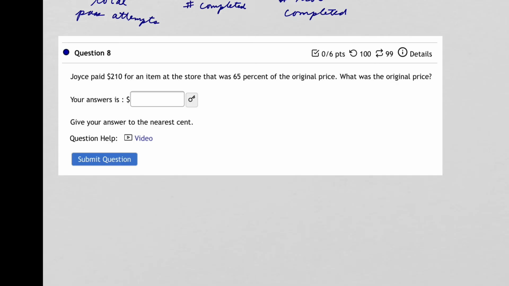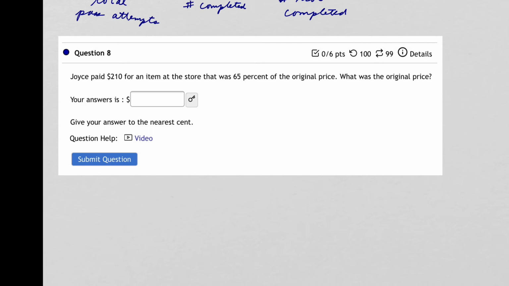Okay, so now I want to finish off this section by solving some of your homework problems from My Open Math. So again, these are just problems that involve percents in some way or another. So this question says, Joyce paid $210 for an item at the store that was 65% of the original price. What was the original price?